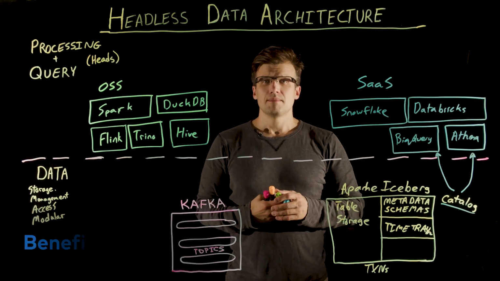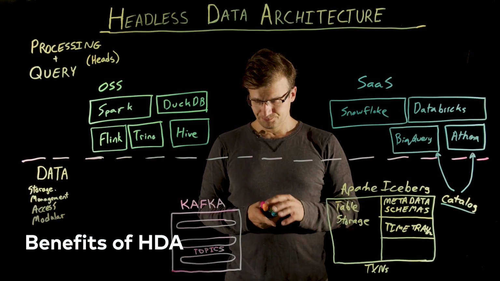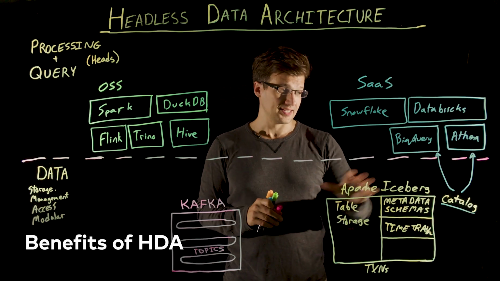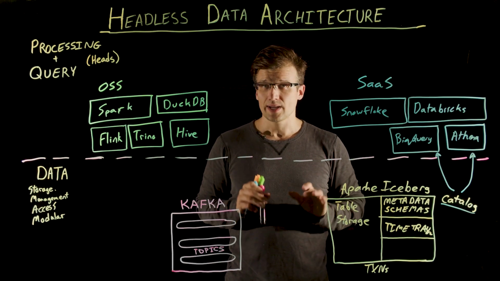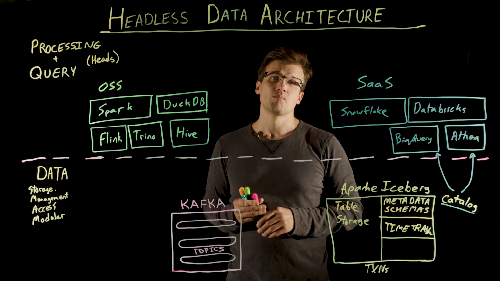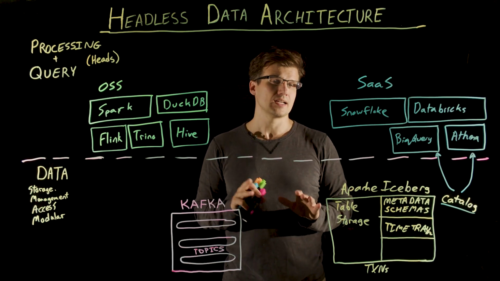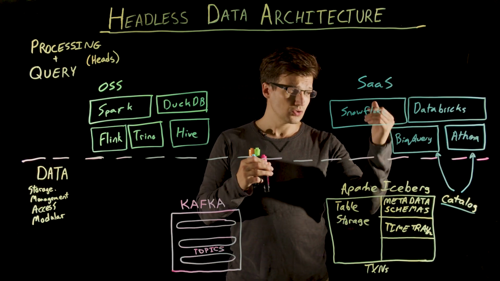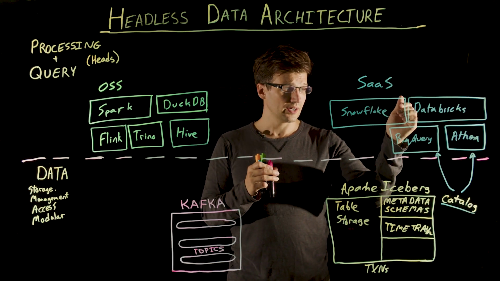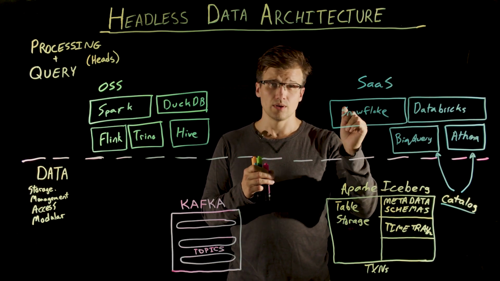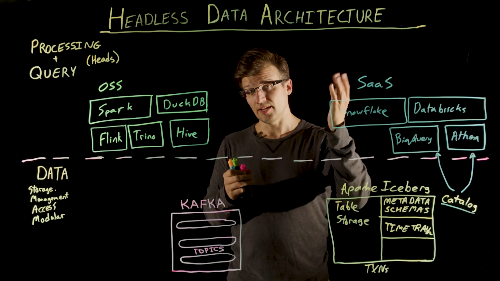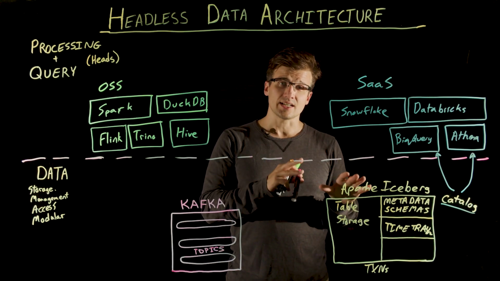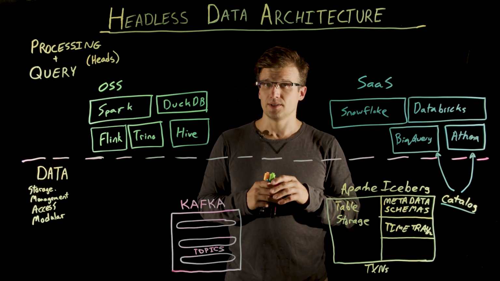So what are the main benefits of a headless data architecture? Well, one, as I just alluded to, is that you don't have to copy data around anymore. And this saves you a ton of money and complexity. So if you're an AWS user, you can use the metadata to query, say, in Athena or Redshift or Snowflake. You're not stuck to any specific engine anymore.